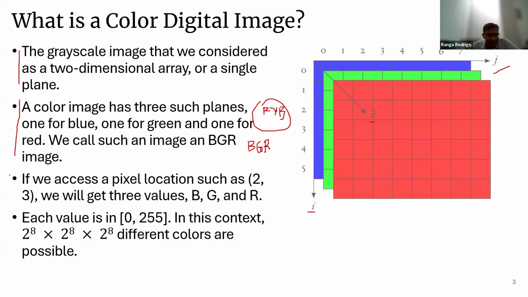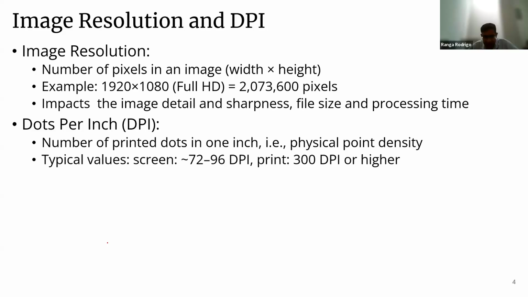So if we access a pixel at a location such as 2, 3, we will get 3 values: the blue value, the green value, and the red value. Each value is in 0 to 255. That means 2 to the power of 8 times 2 to the power of 8 times 2 to the power of 8 different colors are possible with these 8-bit numbers. Altogether 24 bits per pixel: 8 for B, 8 for G, 8 for R.